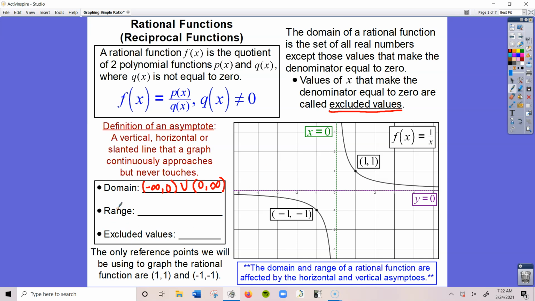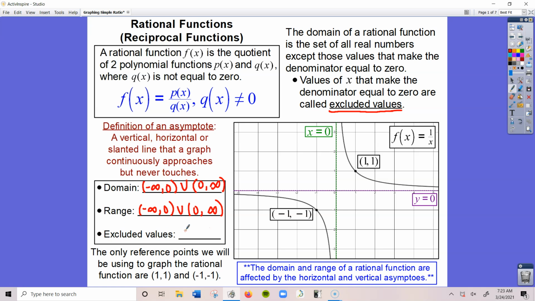Now the range is affected by the horizontal asymptote, which you can see here we have this horizontal line that the graph also never touches. And this is the line y is equal to 0. So when we think about all of the y values that would be included in the range, it's all of the negative y's, all of the positive y's, except for this y is equal to 0. So the range would also be negative infinity to 0, union 0 to infinity.